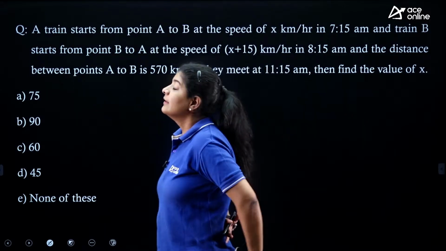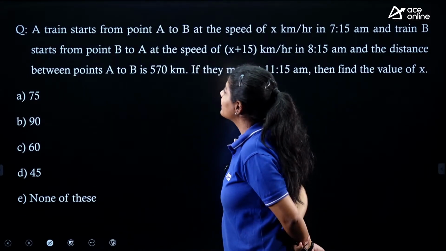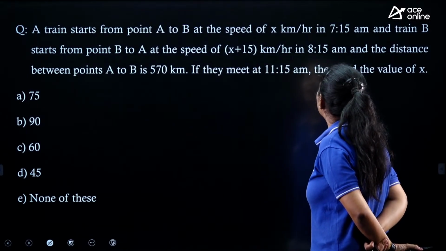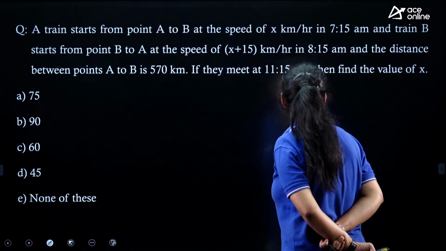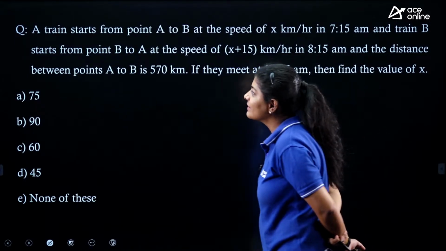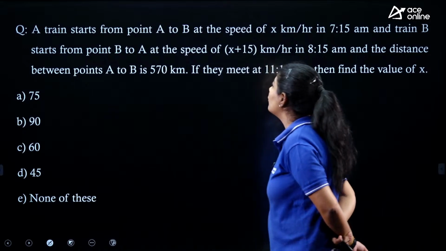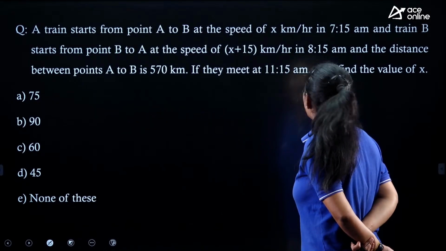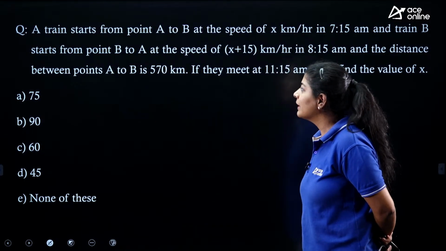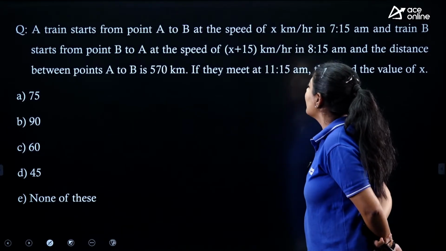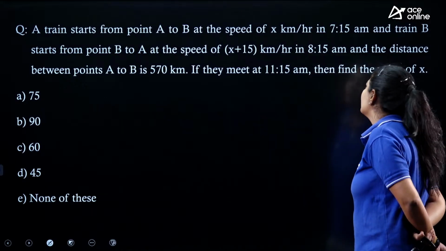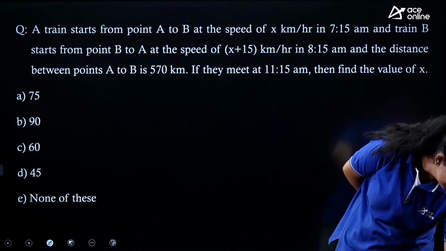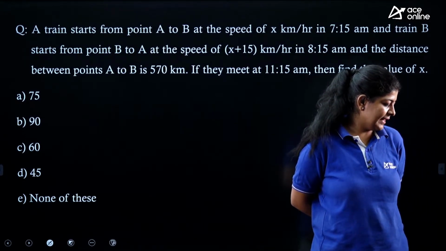Next. The next question says that a train starts from point A to B at a speed of x kilometers per hour at 7:15 am, and train B starts from point B to A at the speed of x plus 15 kilometers per hour at 8:15 am. And the distance between point A and B is 570 kilometers. If they meet at 11:15 am, then find the value of x. Now what you need to do is find out the value of x over here.